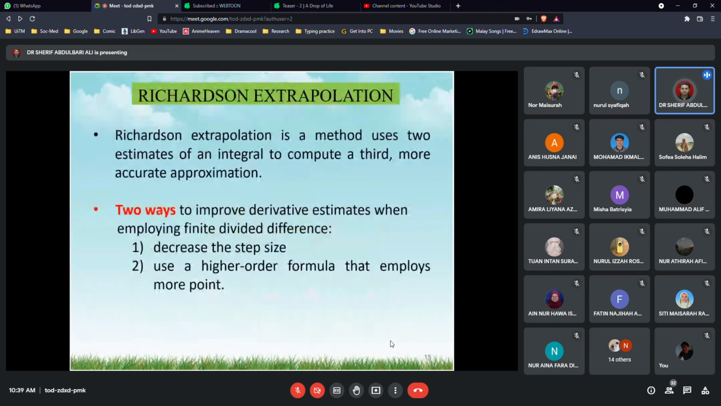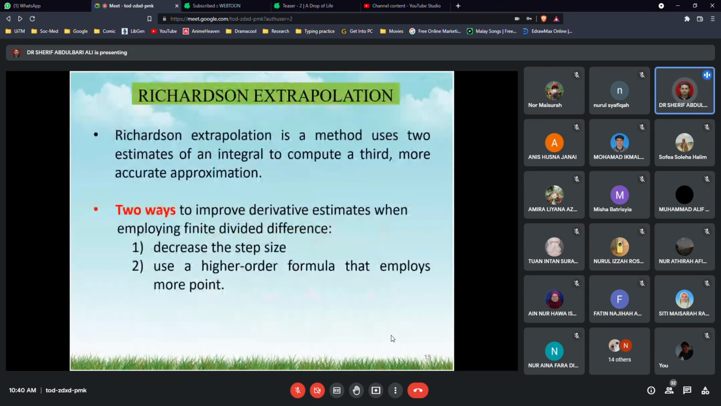The first one is by decreasing the step size, or by using a higher order formula that employs more points. Remember, right now we are applying a higher order formula that employs more points. We apply x plus 1, and we add x plus 2, and also x minus 1. So when we apply more terms, we are going to reduce the error.